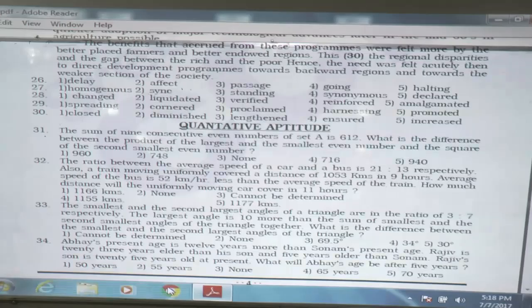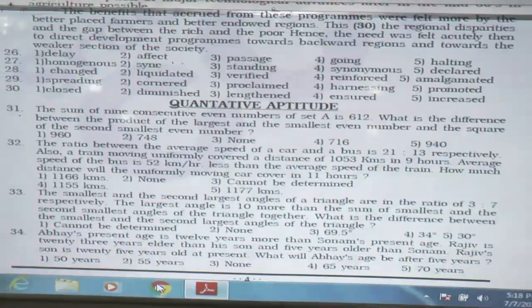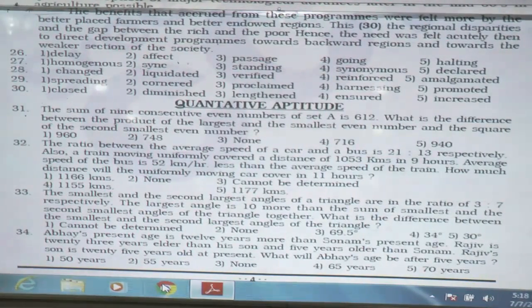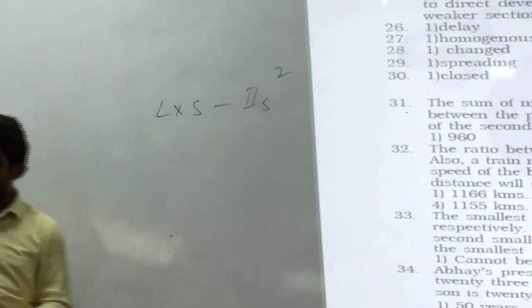31. Come on, sum of 9 consecutive even numbers of set A is 612. What is the difference between product of the largest and smallest, and the square of the second even number? Second smallest number. Square of second smallest. Fine.